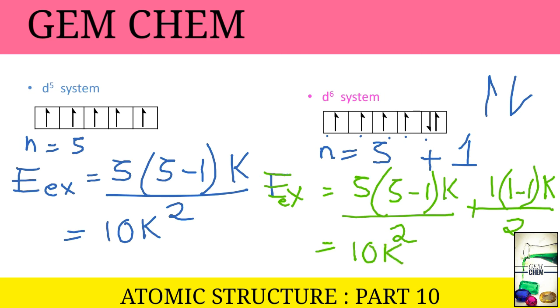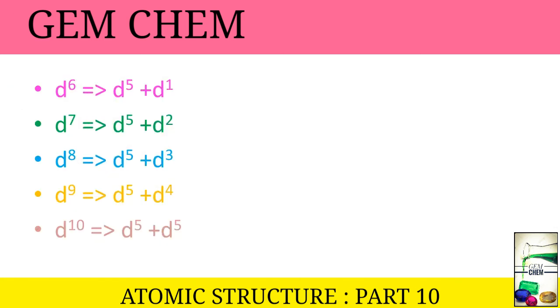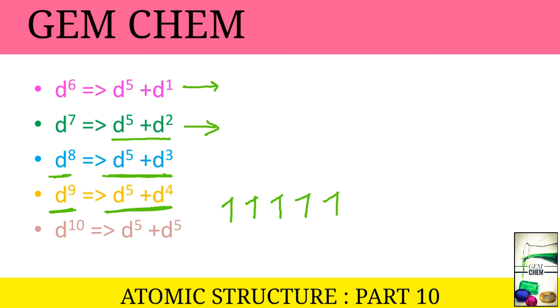So it is equivalent to which one? That is d5 plus d1, right? We can write it like this. Similarly for others, for d6 it is d5 plus d1, which we have seen. For d7 we can write it as d5 plus d2. For d8 we can write d5 plus d3, and d9 d5 plus d4, because we are treating up spins as d5 and down spins with their relative counts as d1, d2, d3 and d4. So these are the down spins which are being considered.